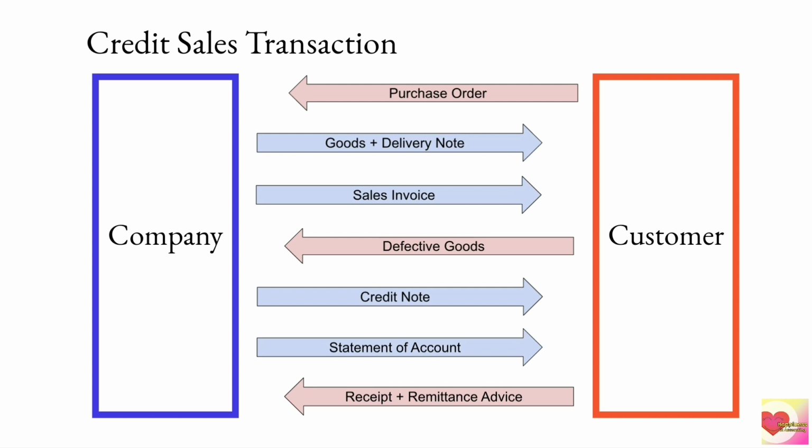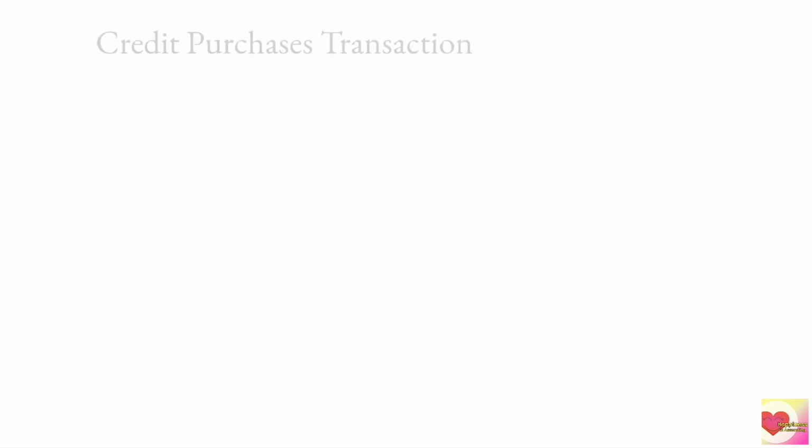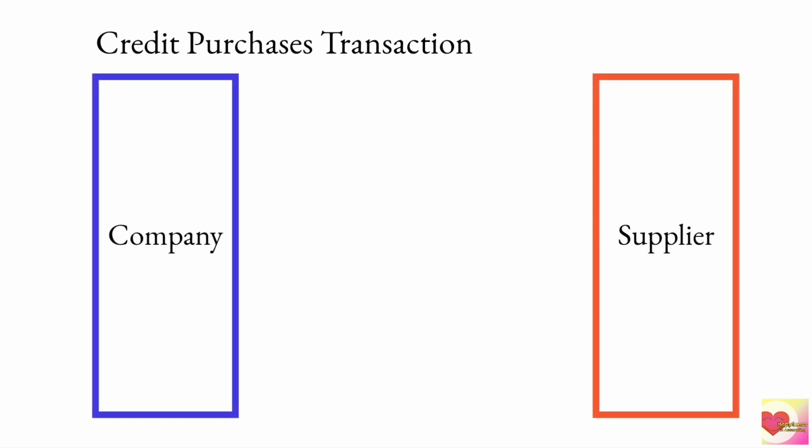You may not encounter all of these documents in the assessment. However, it is important to know what these documents are for. And remember, we are always looking at the company's point of view. Next, let's take a look at the flow of credit purchases transactions and the business documents involved in it. Here, it's the opposite of credit sales transactions because the company here is the buyer.